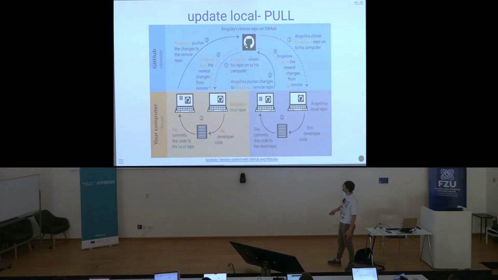Here is the same thing, but again, presented differently. Here we know Kingsley, he has his own computer, he's developing code, he will commit, he will record the messages, and then he will push them up. Whee! Now it's in the remote. Now Angelina, his friend, she will pull down the changes. She can develop code, commit, and push, and so on forever, right? So this is pushing up, pulling down.